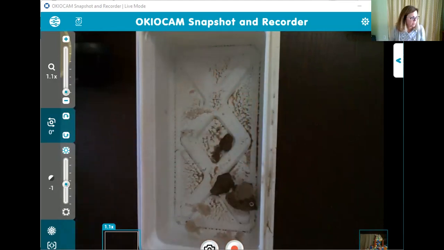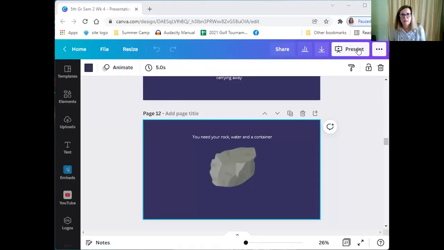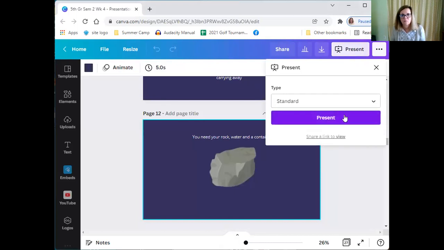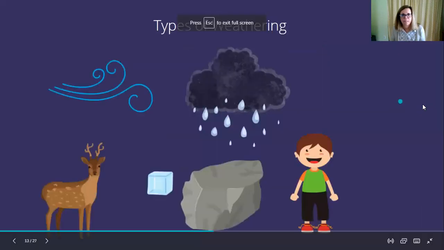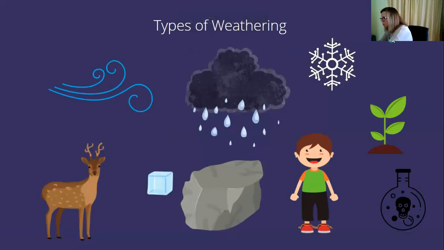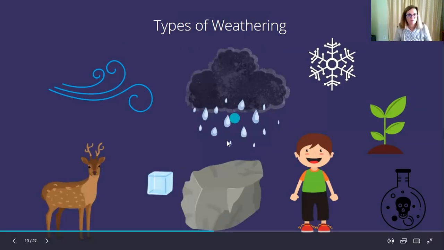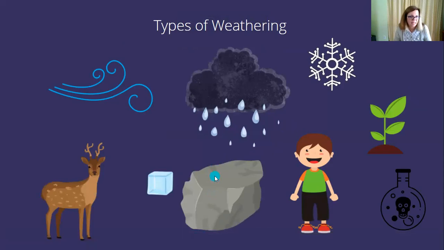All right, so let me go back to my presentation and just show you a little bit about types of weathering. So you have lots of different types of weathering. Like I just showed you, you can get weathering from water. Water can break down rocks, like rain. Also, water can get inside of rocks, and then when it freezes, it can expand the crack in the rock and break the rock in two.